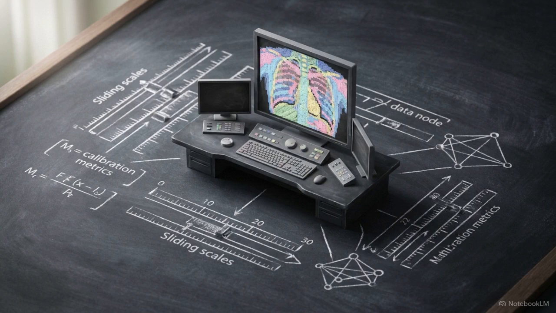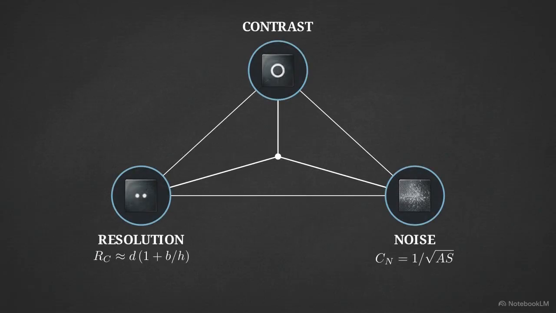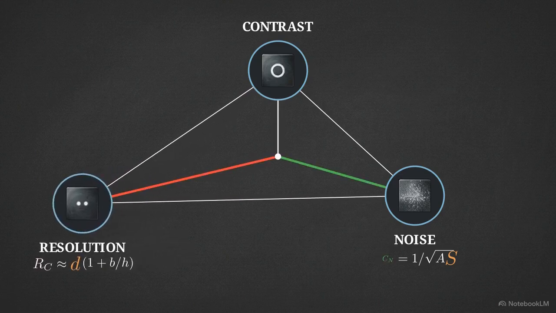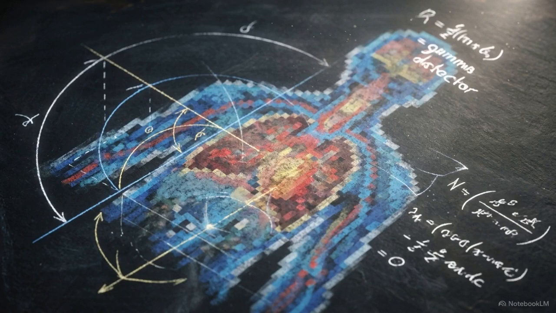These physical constraints are not isolated variables. They operate as a single, highly sensitive system. This diagram illustrates the direct tension between contrast, noise, and resolution. If you adjust the collimator hole diameter to capture more counts, your noise metric improves immediately, but the spatial resolution drops significantly. When a nuclear medicine scan appears highly pixelated or noisy, it is rarely a software flaw. It is the exact mathematical output of these uncompromising equations.